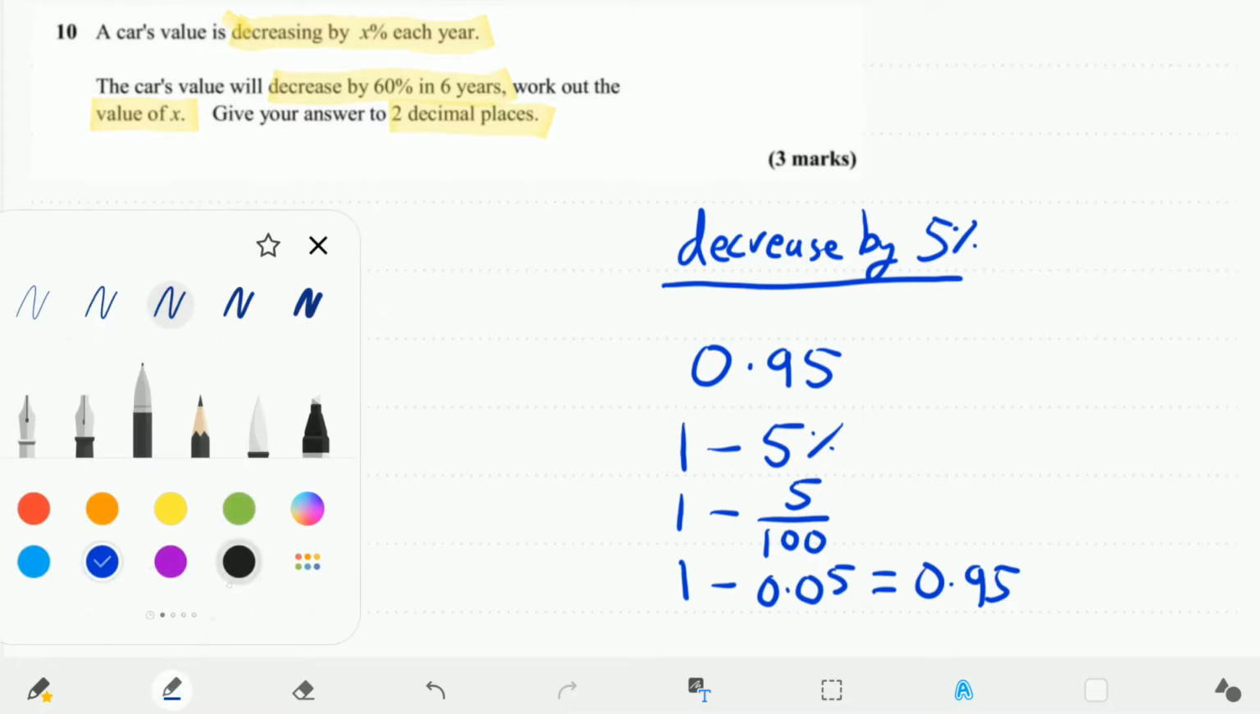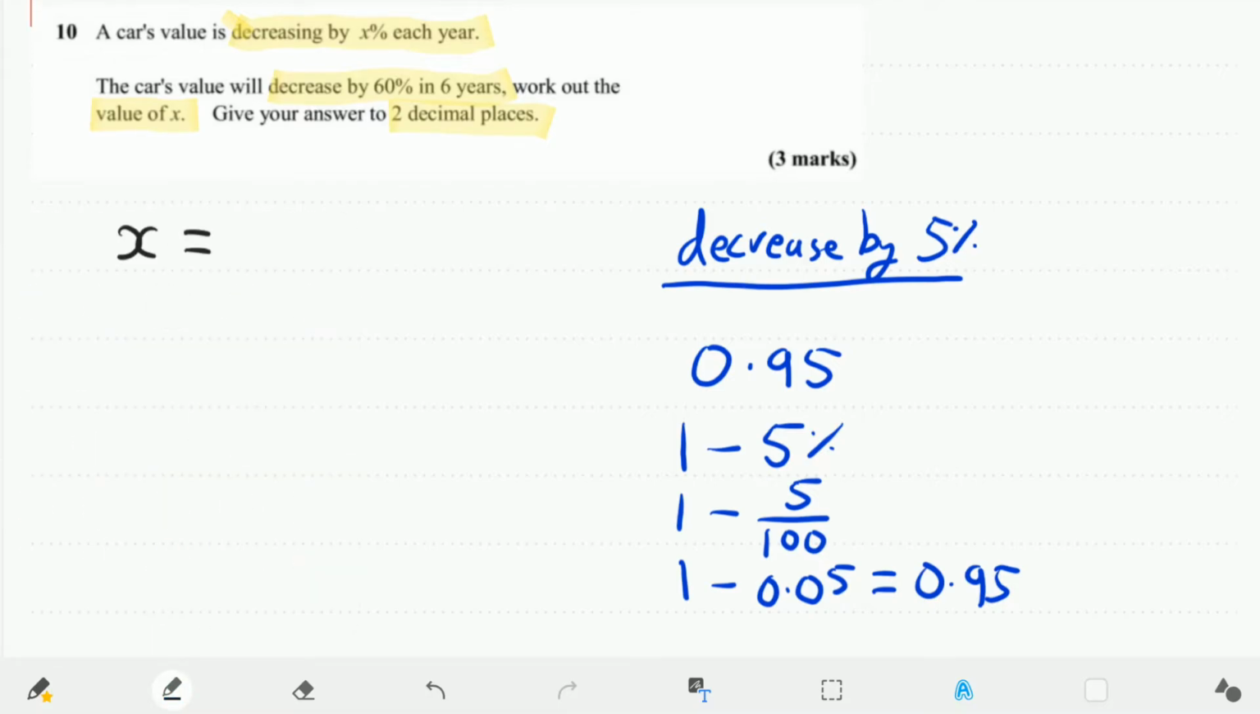So if we had X instead of 5, then we would be doing 1 minus X%, or 1 minus X over 100. Now, unfortunately, because it's an X, we don't know what the value of X is. We can't simplify it to 0.05 or 0.0x in this case. So what we'll do is we'll leave it as 1 minus X over 100, and this will be enough for us to answer the question.